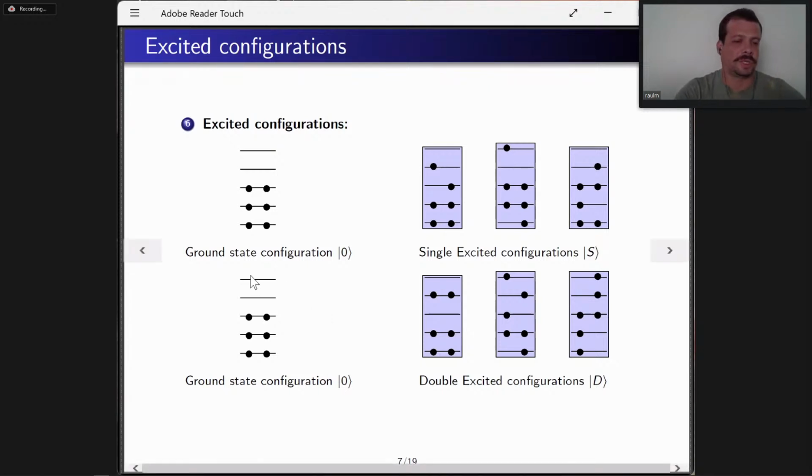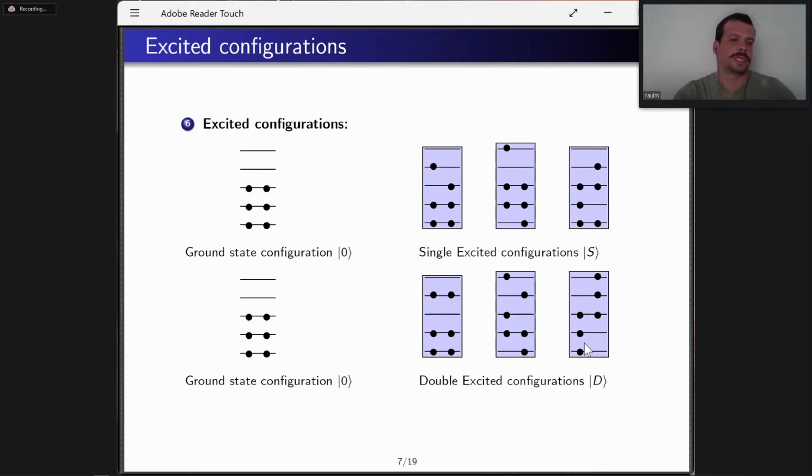Again, if we start with our ground state configuration and we perform 2 jumps simultaneously, we are now talking about double excited state configurations. Here I'm representing some of them, but of course, we have all the possibilities of 2 jumps. Also, if we perform a jump of 3 electrons simultaneously, we obtain triple excited state configurations.